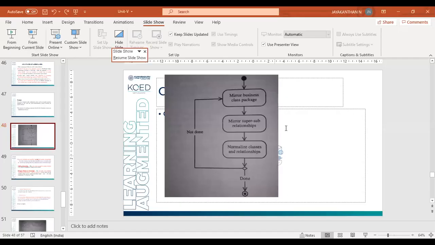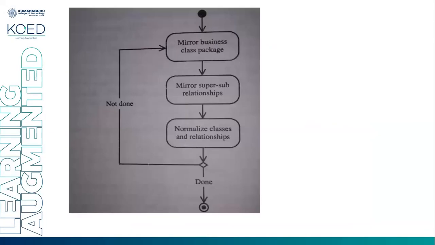So we'll revisit what we discussed in the previous video. This is the Access Layer Design steps. Mirror the business class package. For every business class package, create a package which contains one access layer. Mirror the superclass-subclass relationship: create a relationship among the packages. Normalize the classes and relationships. That means eliminate the unnecessary classes and normalize the relationships.